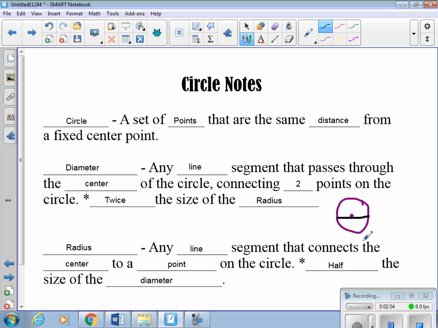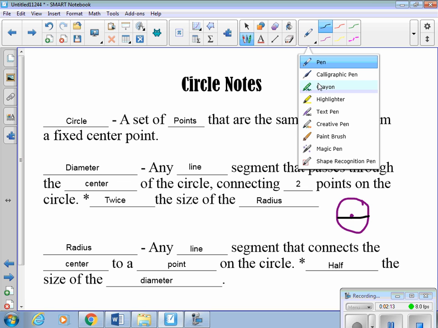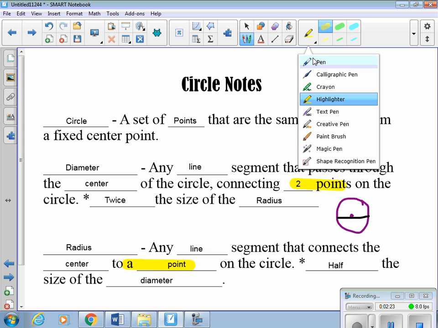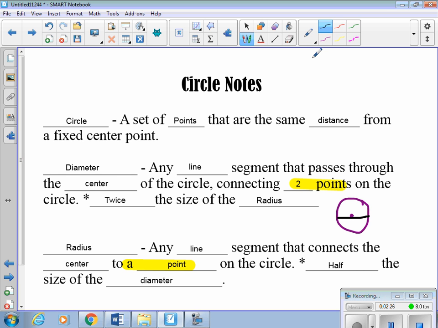Next we're going to go through what a radius is. A radius is any line segment that connects the center to a point on the circle, and it is half the size of the diameter. The difference is that the diameter connects 2 points, and the radius connects a point. That's going to be the biggest thing that you're going to have to remember. Diameter is the bigger one, and the radius is the little one.